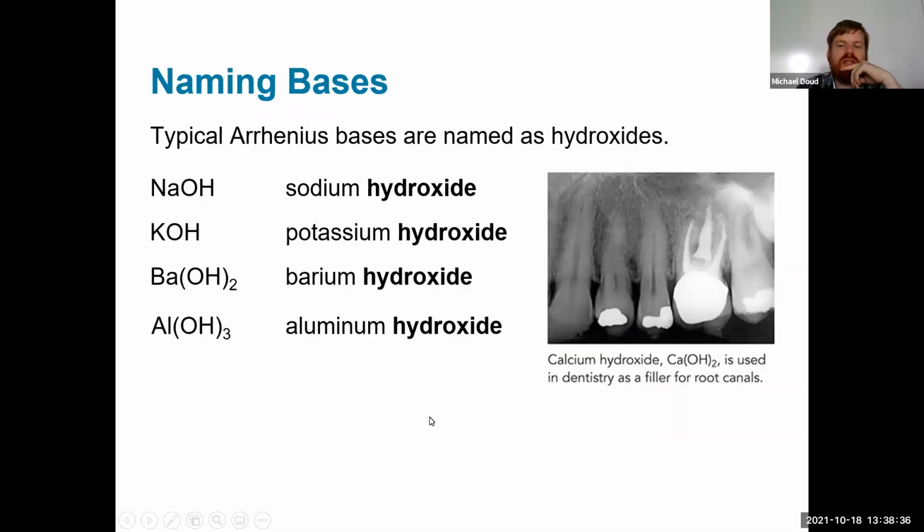Okay, now fortunately, these are just named as hydroxides. So there's sodium hydroxide, potassium hydroxide, barium hydroxide, aluminum hydroxide. Nothing different from the ionic nomenclature we've already learned.